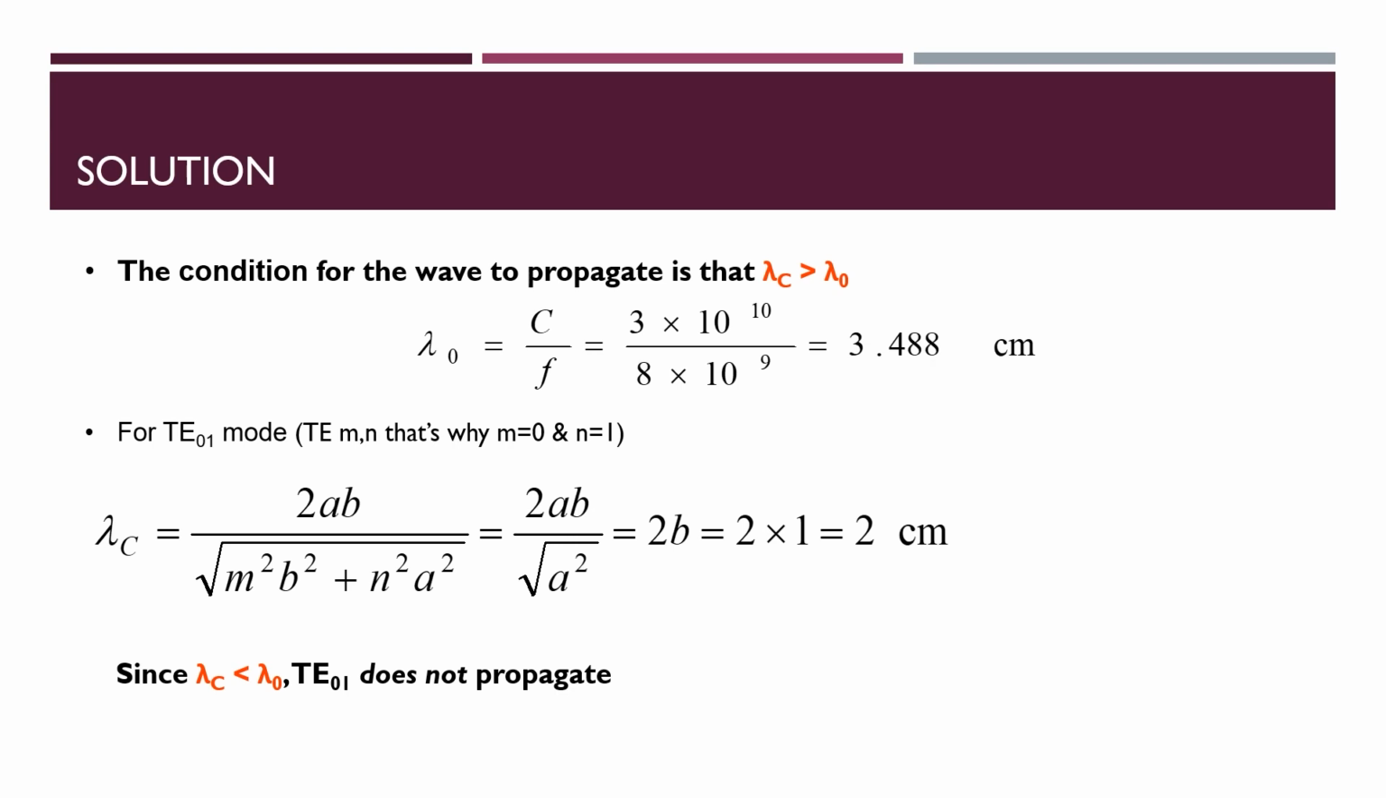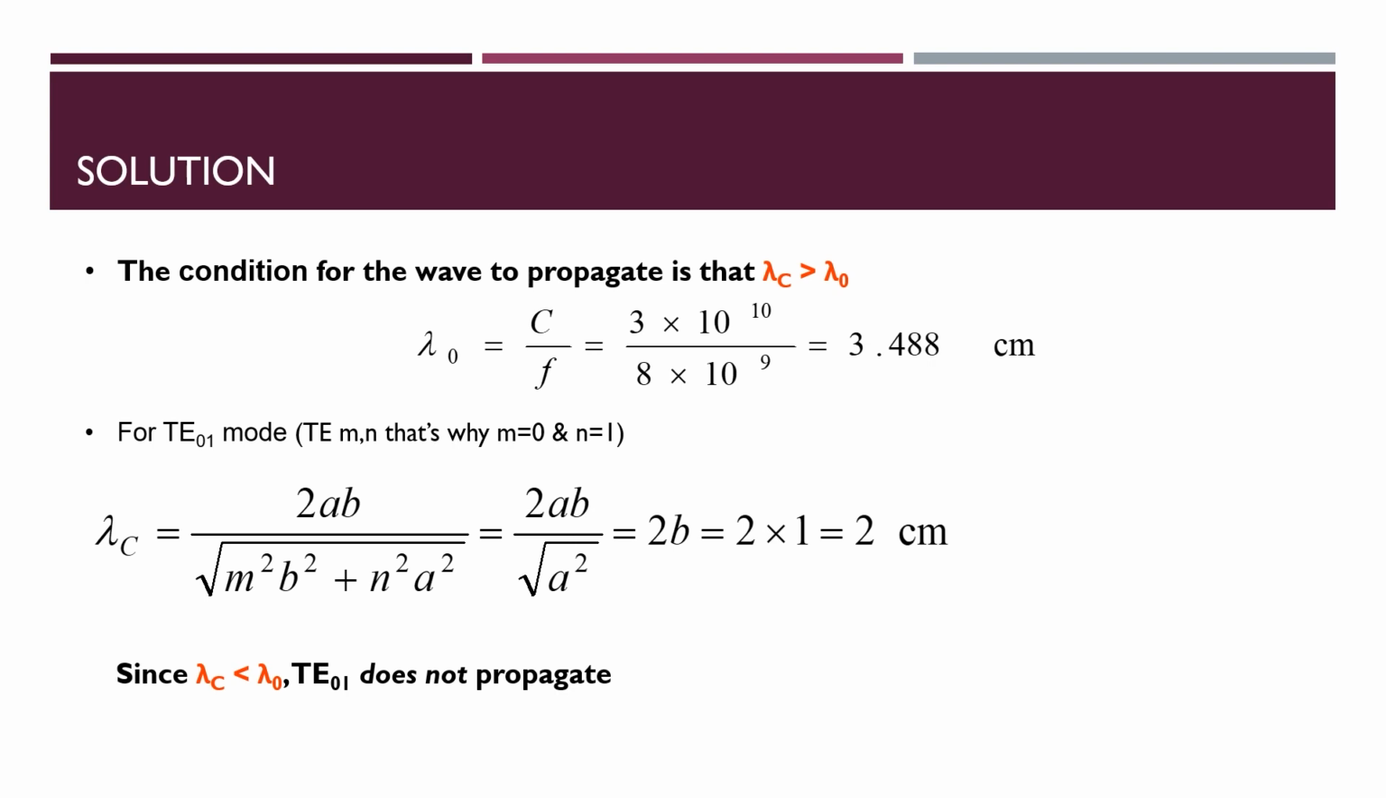C is the speed of light, 3 × 10^10 cm/s, and f is the operating frequency, given as 8 GHz, that is 8 × 10^9. So the answer is 3.488 centimeter. Now for TE01 mode, we always note the mode as TEMN.